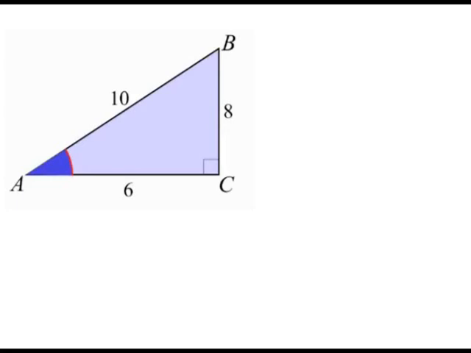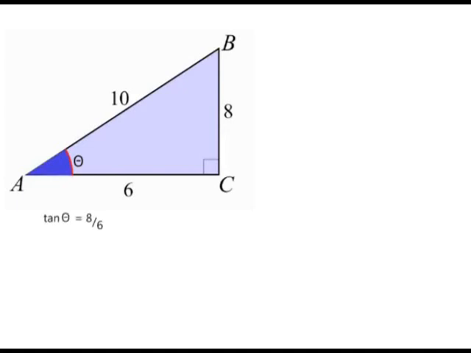6 squared plus 8 squared is equal to 10 squared. And so if you made this length 9 centimeters, such a triangle cannot exist because it will not obey the Pythagoras theorem. Let us find angle theta.